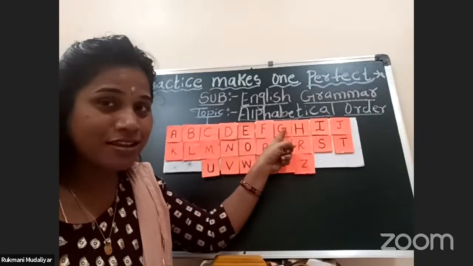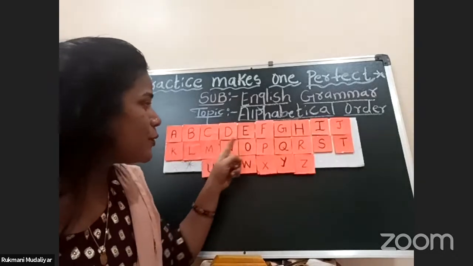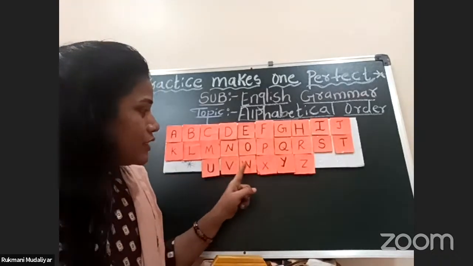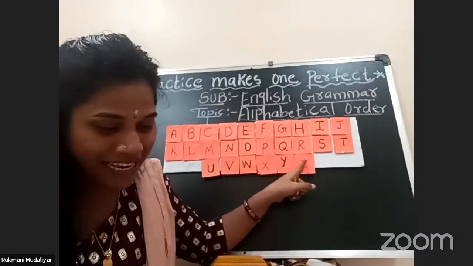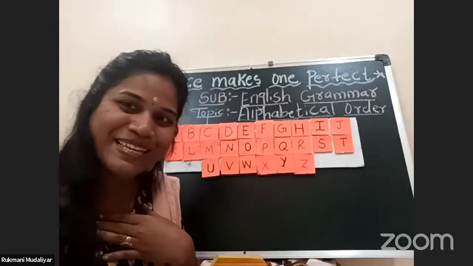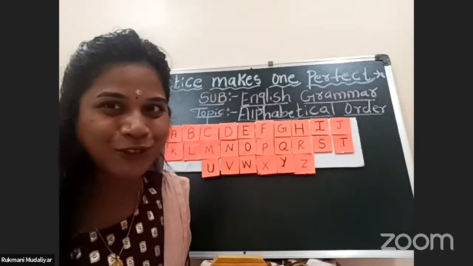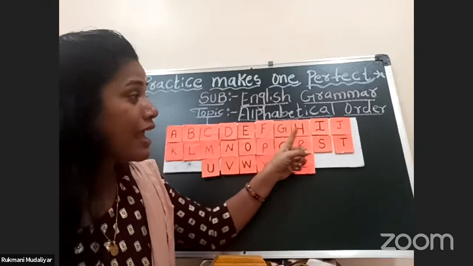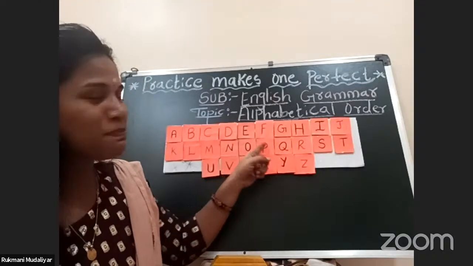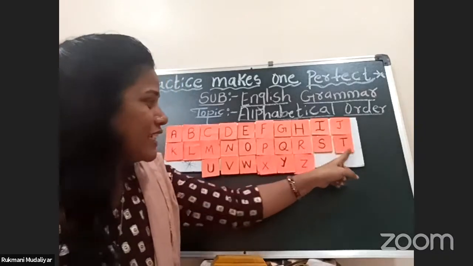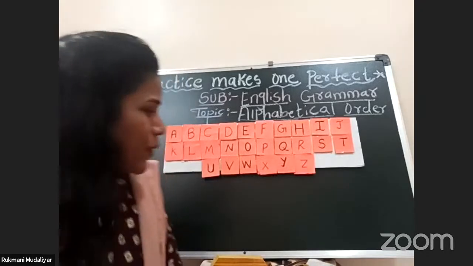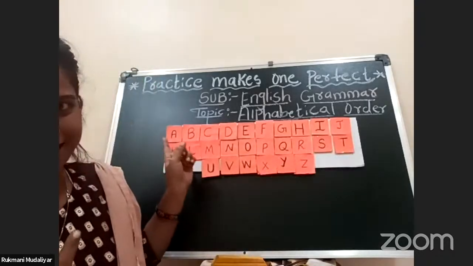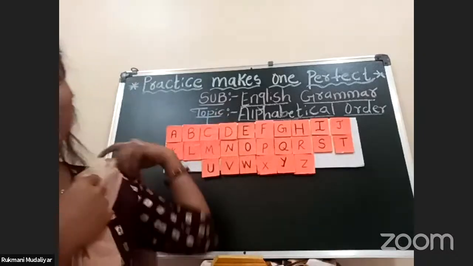E, F, G, H, I, J, K, L, M, N, O, P, Q, R, S, T, U, V, W, X, Y, and Z. Now I know my A, B, C. Next time, won't you sing with me? Come on. A, B, C, D, E, F, G, H, I, J, K, L, M, N, O, P, Q, R, S, T, U, V, W, X, Y, and Z. Now I know my A, B, C. Next time, won't you sing with me?